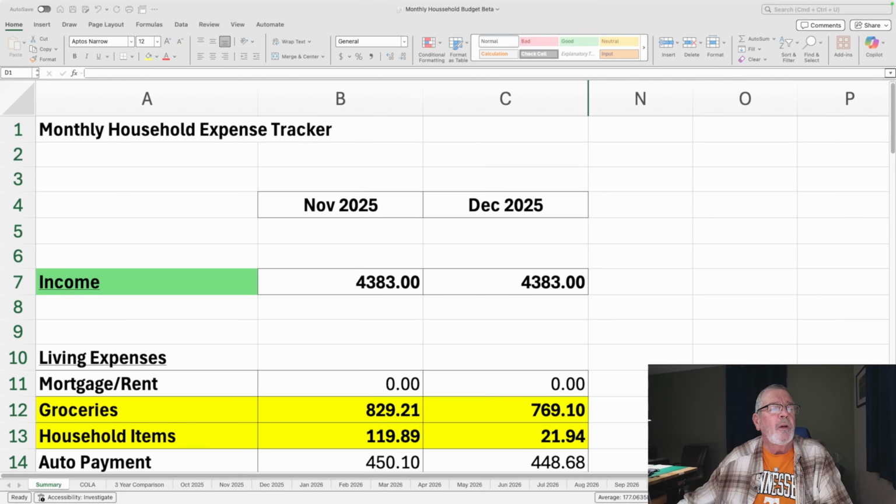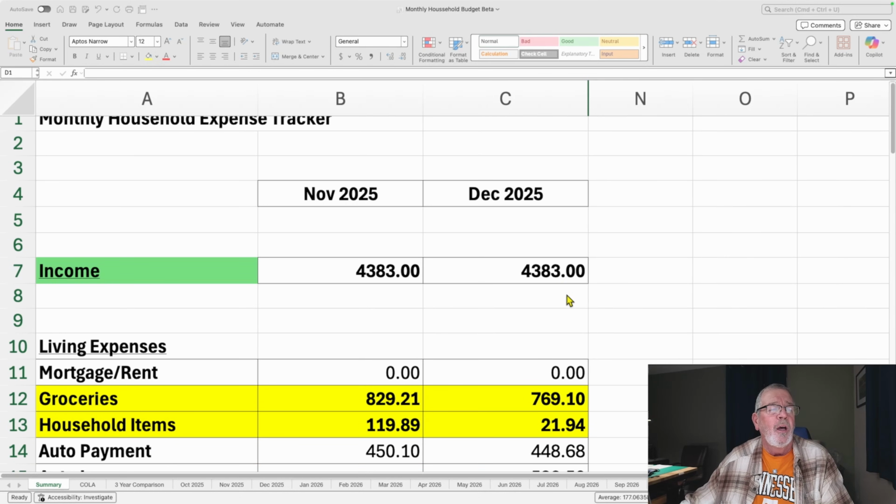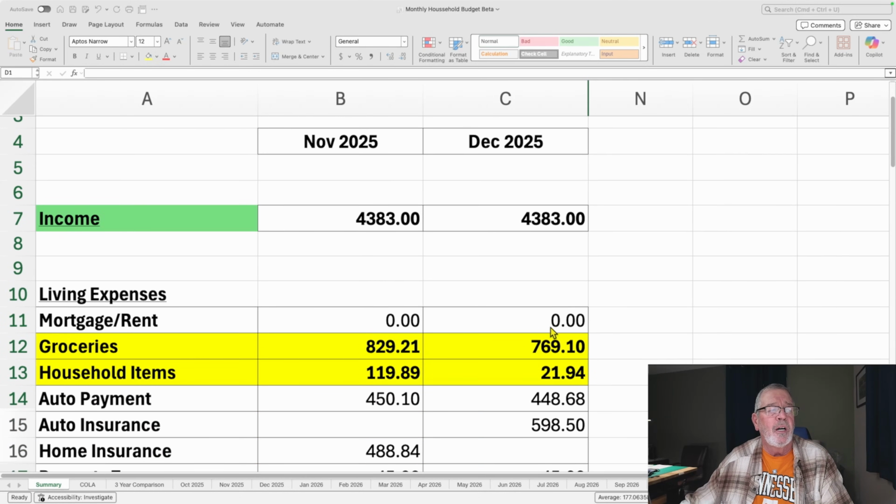So in December of 2025, our total gross income from Social Security only was $43.83. That was both for me and my wife's Social Security. We do not have a mortgage or rent. Some people still do, but we don't.